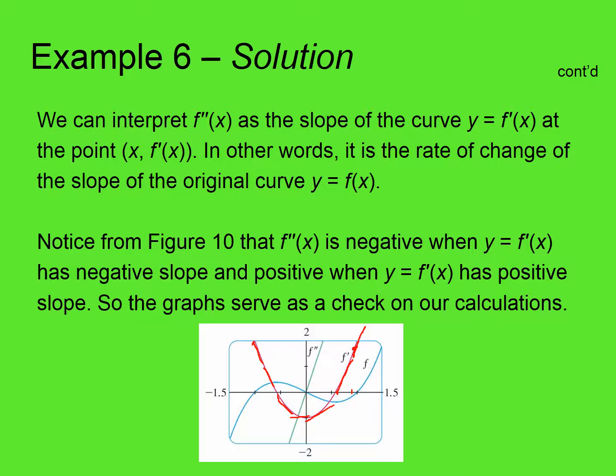We could also talk about concavity as a way to interpret the second derivative. To the left, the blue graph is concave down, and the green graph has negative values over there on the left. On the right, the blue graph is concave up, and the green graph has positive values on the right.